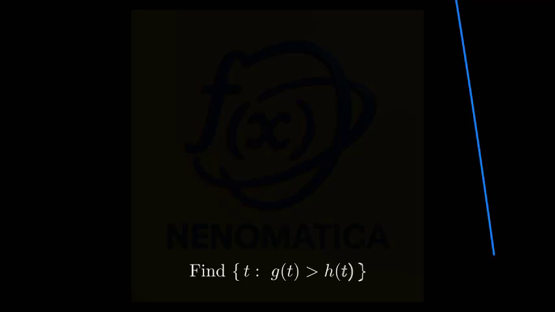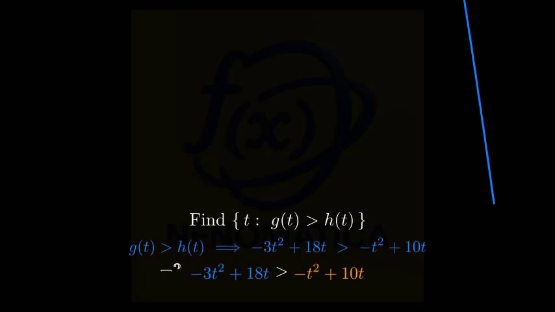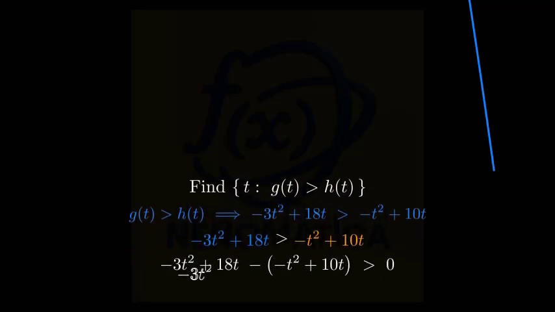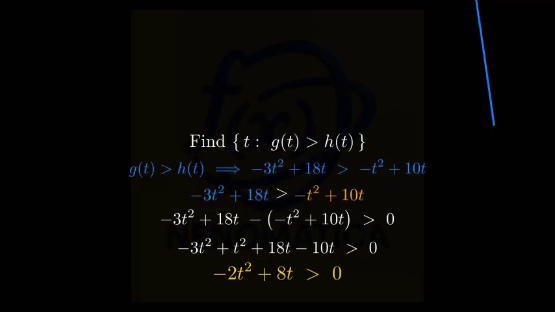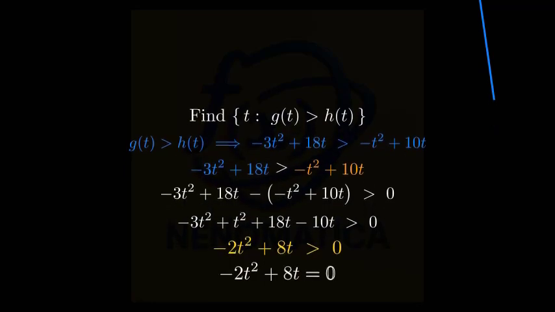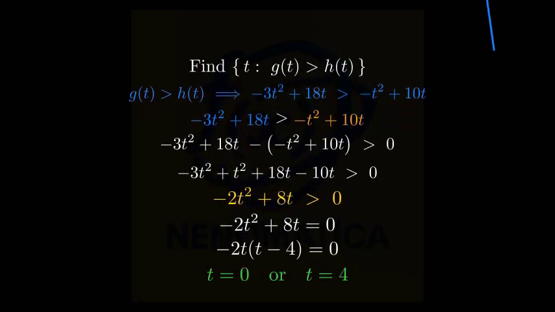Substitute the functions. Move all terms to one side and combine like terms. To solve the inequality, first find the boundary points by setting the expression equal to 0. Factor out common terms. This yields the critical times t equals 0 and t equals 4. The parabola opens downward, so the expression is positive between the roots. That means g of t is greater than h of t for t between 0 and 4 seconds.